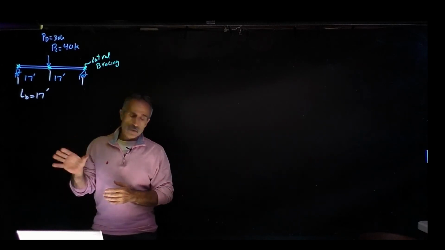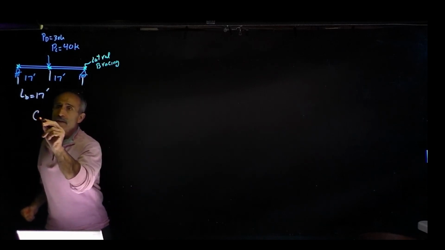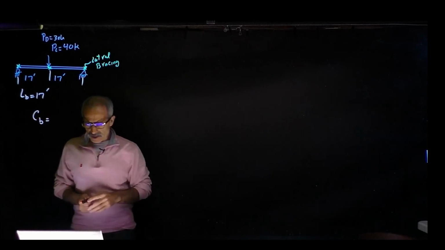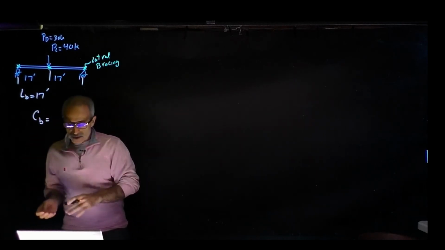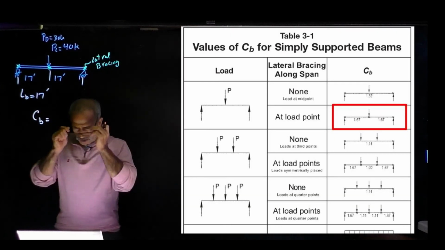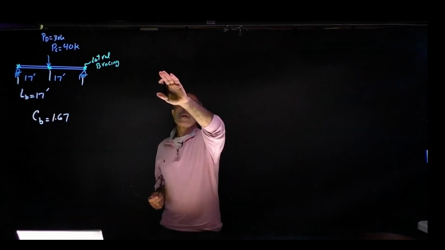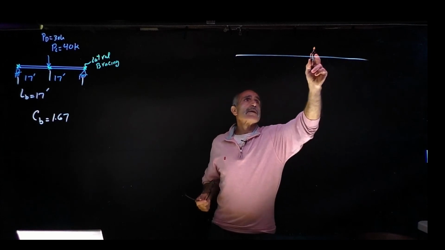One of the first things you want to calculate here is the Cb, because we're going to be using Table 3-10, and in Table 3-10 we need to know the calculation of Cb. To find the Cb, we go to the chart, and Cb comes out to 1.67 here. Go ahead and calculate our applied load. Let's make a chart here.